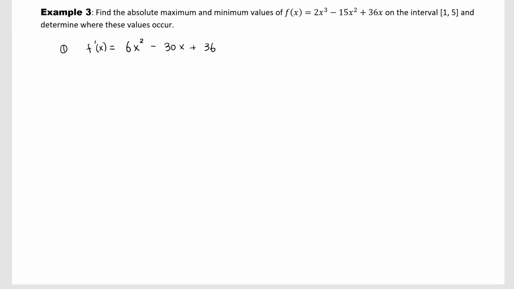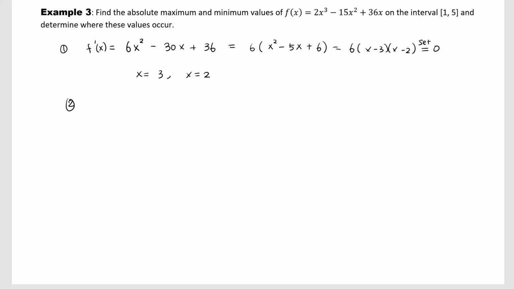Remember, our goal is to factor as much as we can. We see a common factor 6. Then we have x squared minus 5x plus 6. I strongly recommend you try the problem first and then continue to watch the video. How do you factor it? Yes, minus 3 and minus 2. So we want to set it equal to 0. We get x equals 3 and x equals 2. And then what are the endpoints? So the endpoints are 1 and 5.